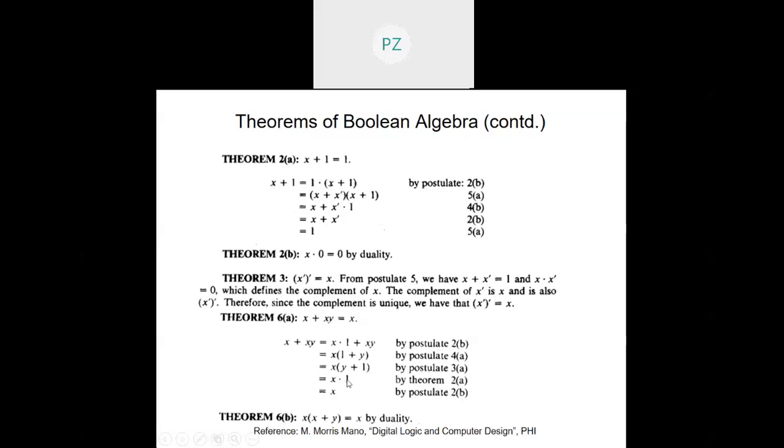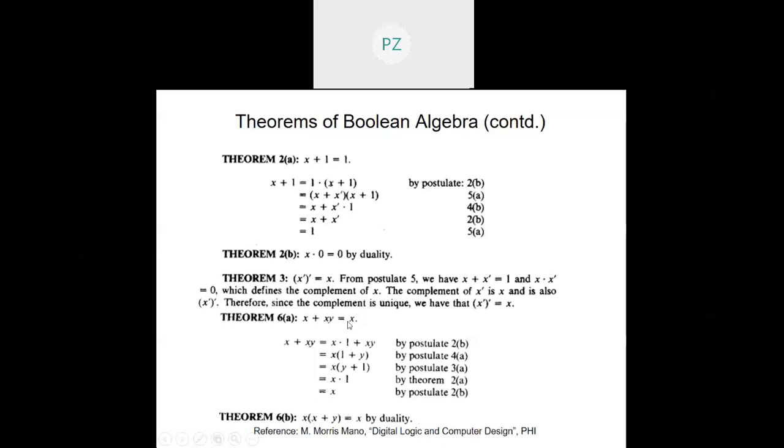So x dot 1, and again the identity element that will give me x back. So x plus xy is equal to x, right? The dual part of it, x into x plus y. How do you find the dual part? You replace this or with and, and this and with or. So x plus xy, the dual would be x dot x plus y, right?